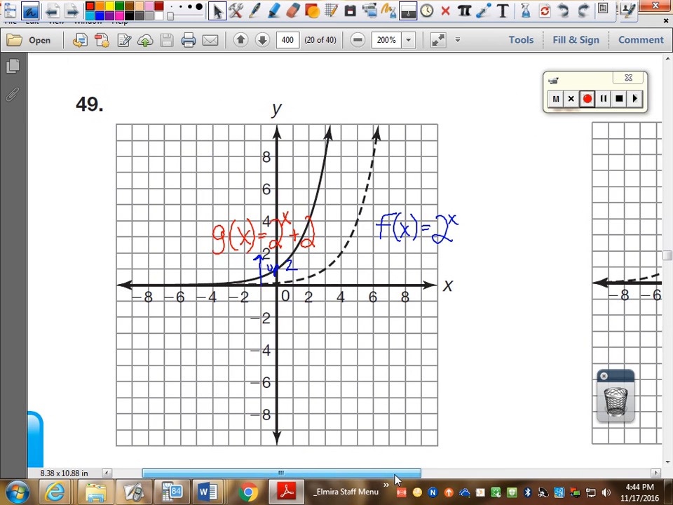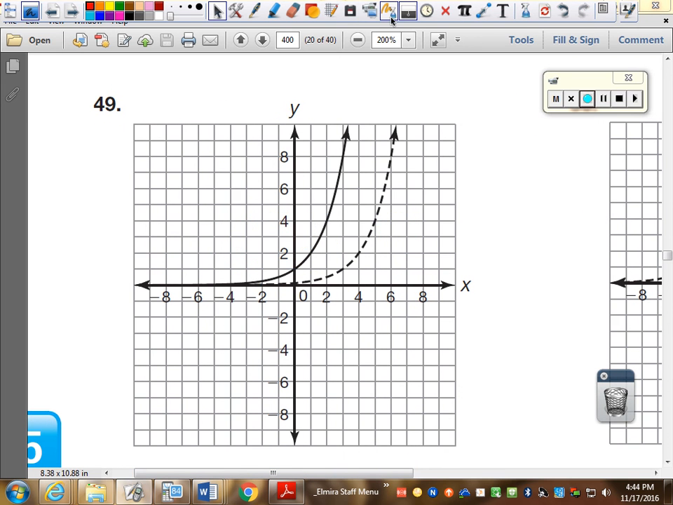Let's do 49. So in 49, again, our original function is f of x equals 2 to the x. I'm seeing that it is shifting 3 units to the right. 3 units to the right means x minus 3, just the x. So g of x would be 2 to the x minus 3.